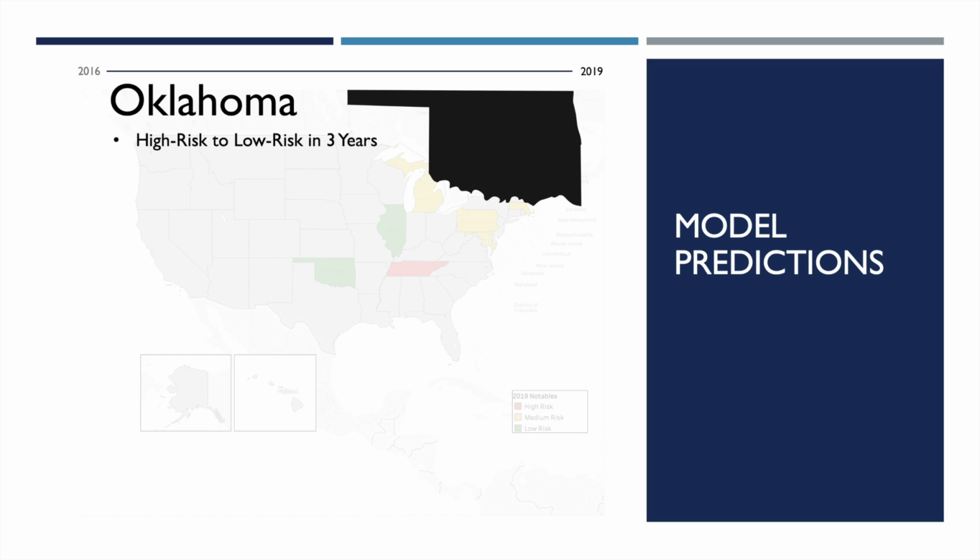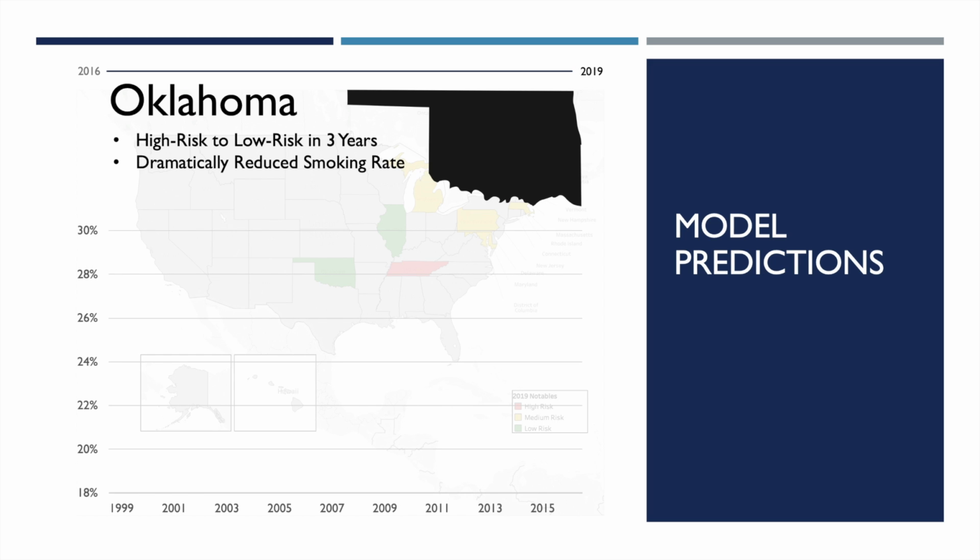Oklahoma was a high-risk state in 2016, so it was quite a surprise to see it predicted to be low risk so quickly. After closer inspection, it became apparent that the reason for this change is that the smoking rate dropped from 25.5% in 2010 to an all-time low around 19% in 2015.